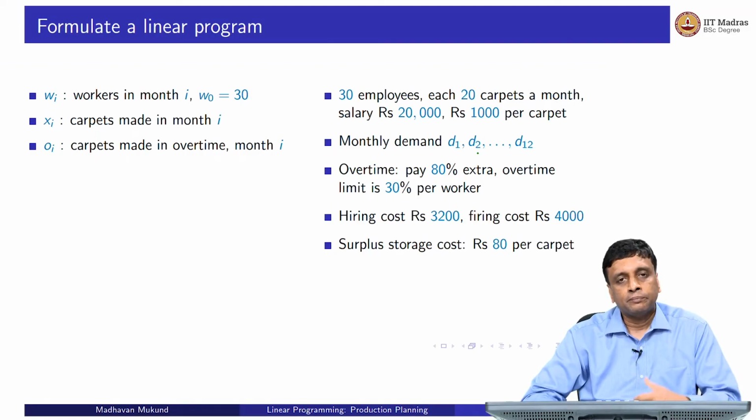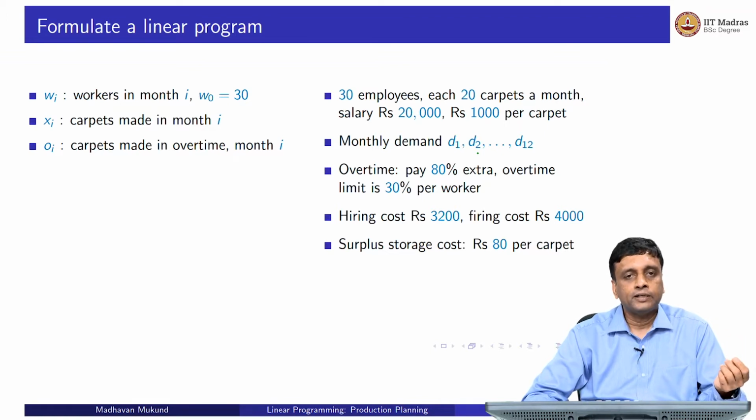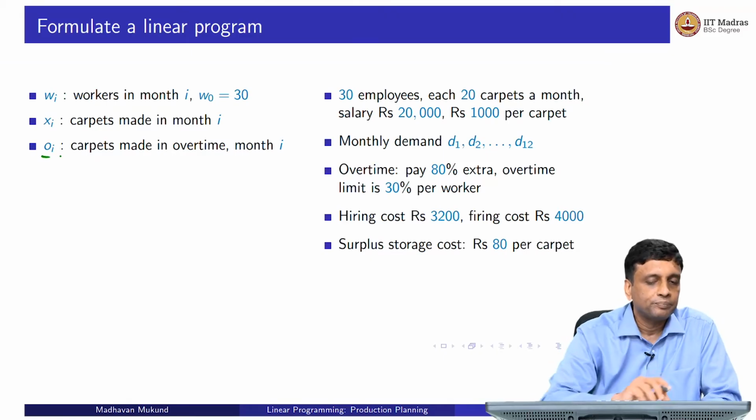So as we said before, sometimes you cannot meet the demand from your workers' normal workload, so you give them overtime. So we can count the cost of overtime in terms of number of carpets, because we know that each carpet in overtime costs 1,800 rupees. So it's sufficient to count how many carpets were made in overtime. So that is called OI, right?